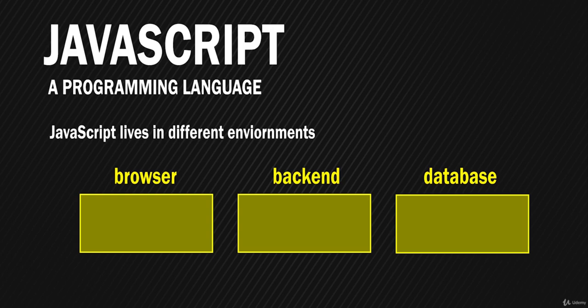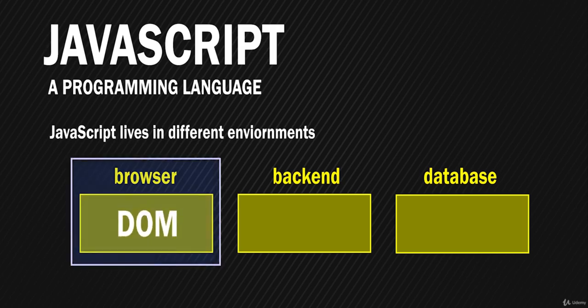It's used in all 3 of these environments in different ways, and there are different rules and a different syntax associated with each different environment. So in the browser, we've got the DOM, the document object model. And JavaScript within this environment is referred to as client-side JavaScript.